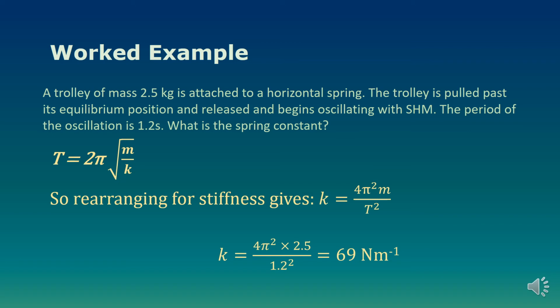Pop the numbers straight in, so 4 pi squared. Easy thing to do is to forget the squares here, so just be careful with it. 4 pi squared times 2.5 over 1.2 squared gives us a spring constant of 69 newtons per meter. So that's, like I say, pretty standard exam style question. You can have a go at some other examples yourself now.